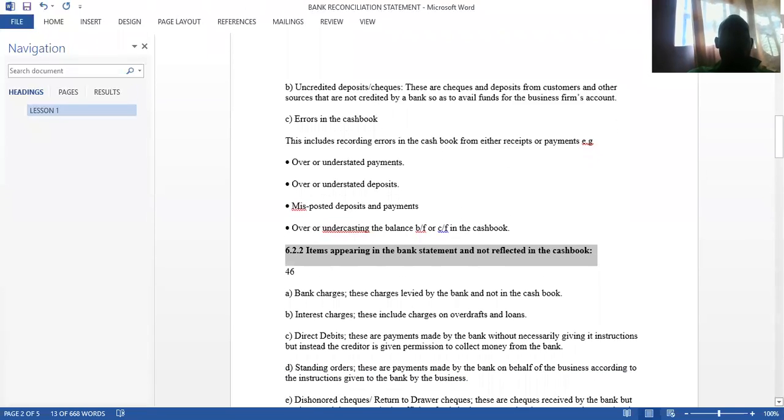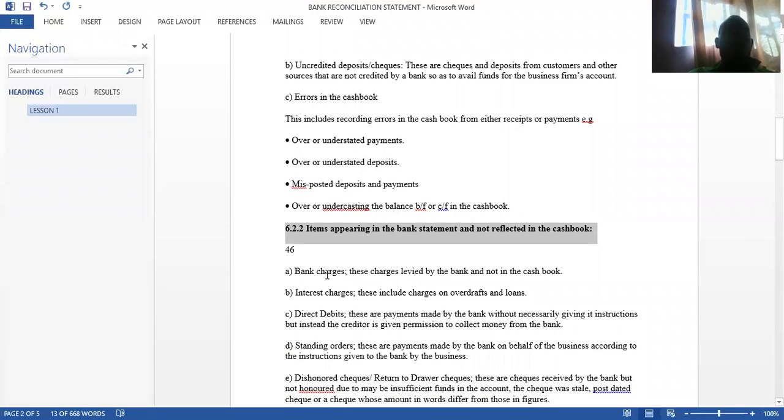We have something we call bank charges. These are the charges that are levied by the bank for having maintained your account. You will find that maybe if it is done monthly, the bank will just deduct it directly, and maybe the accountant is not aware to capture it as a payment.